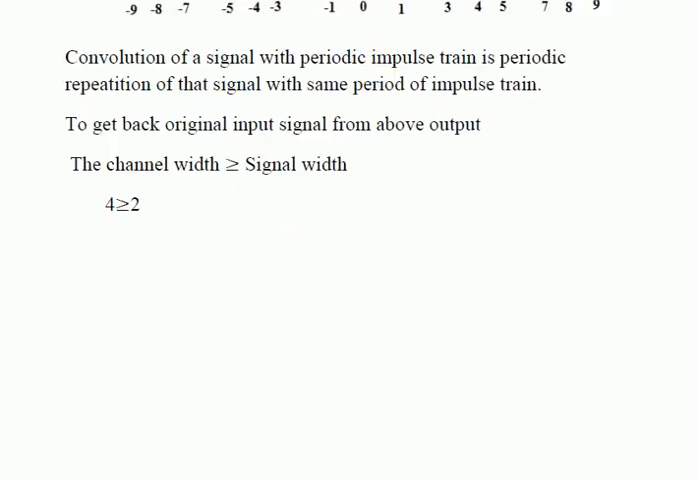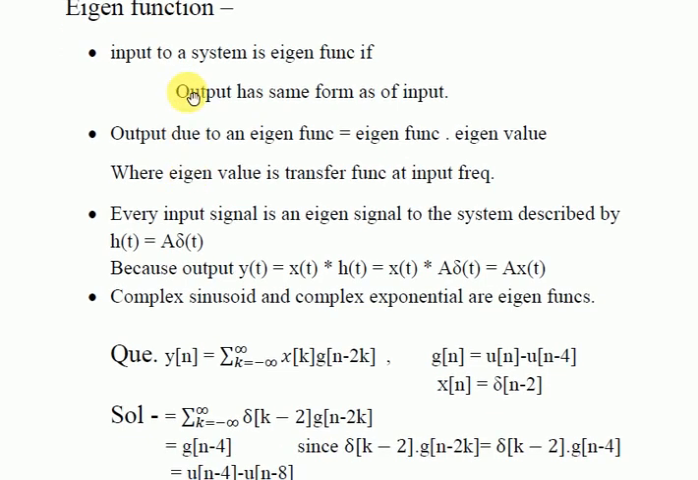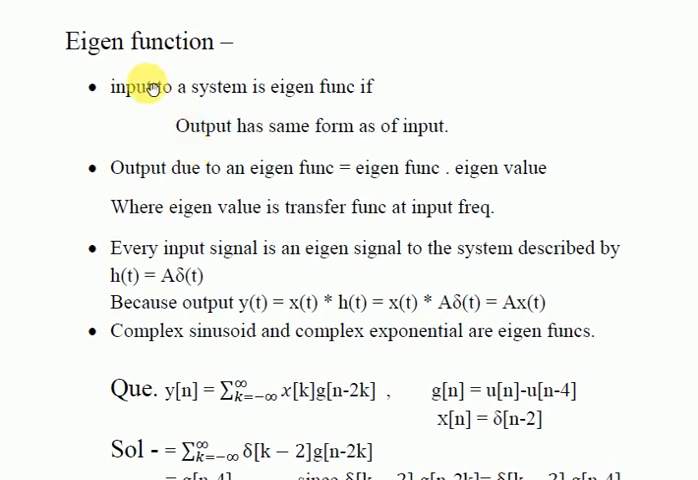So the next topic is eigen function. We'll discuss more about convolution. First of all, let's see eigen function. What is an eigen function? The input to a system is an eigen function if the output has the same form as the input. If we apply an input to any system, and we get an output of the same form as the input, then that input will be an eigen function.